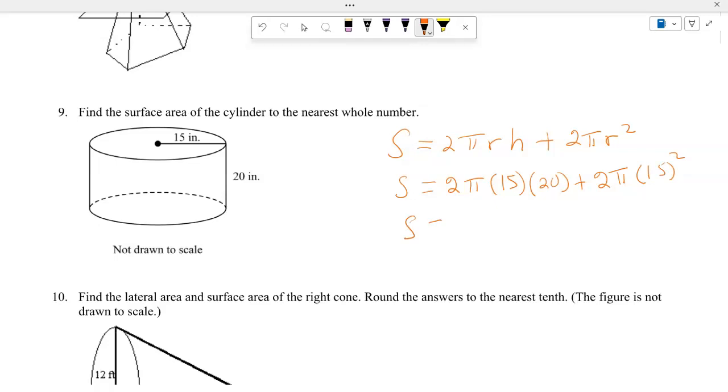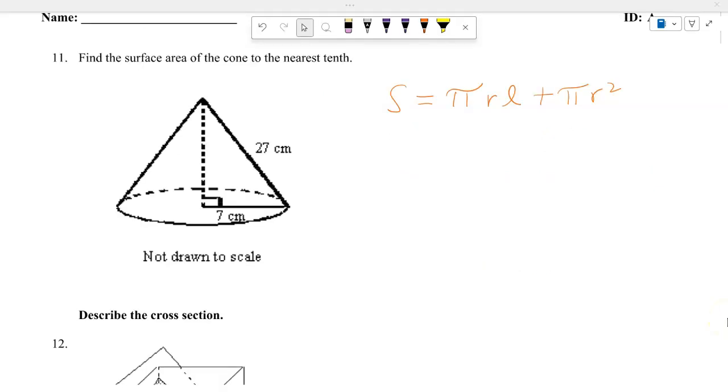So now all you have to do is type this into your calculator. The answer I got was 3,298.67. It says round off to the nearest whole number, so it's going to be 3,299 square inches. Number 11, find the surface area of the cone to the nearest tenth.